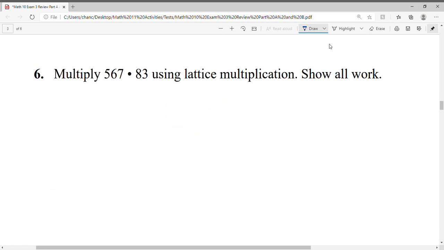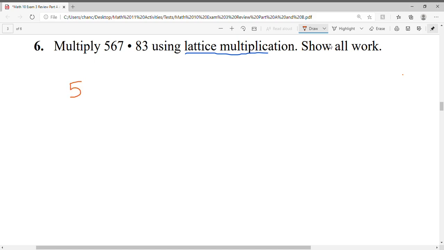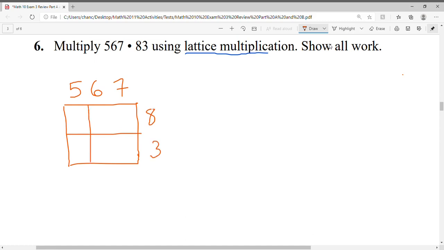Question 6, let's use the lattice method to multiply 567 times 83. And it looks like this is base 10, so we can easily check our work with a calculator. But remember, the direction says use the lattice method, and that's what we need to do for full points. So we'll write 567 here on the top. And on the side, I'll write 83. We'll draw our rectangles. And don't forget your diagonals.